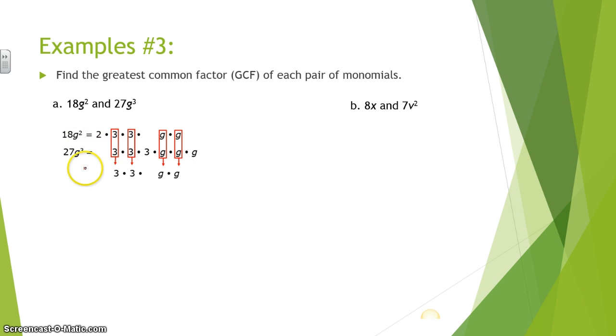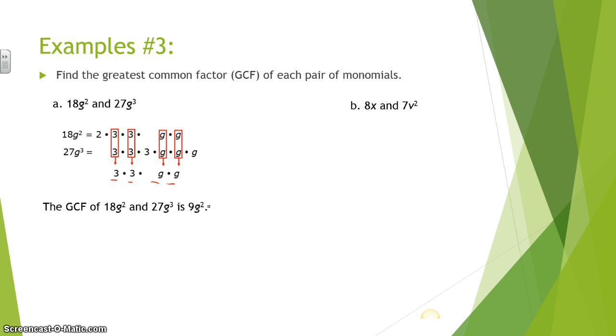So looking at both of these, which values occur in both, making the greatest common factor? We'll notice 3 occurs twice for both 18 and 27. And g's occur twice for both, g to the second and g to the third. So we brought down 3 times 3, g times g. So the final answer, the greatest common factor of 18g squared and 27g to the third, is going to be 9g squared. 3 times 3 is 9. g times g would give me g squared.